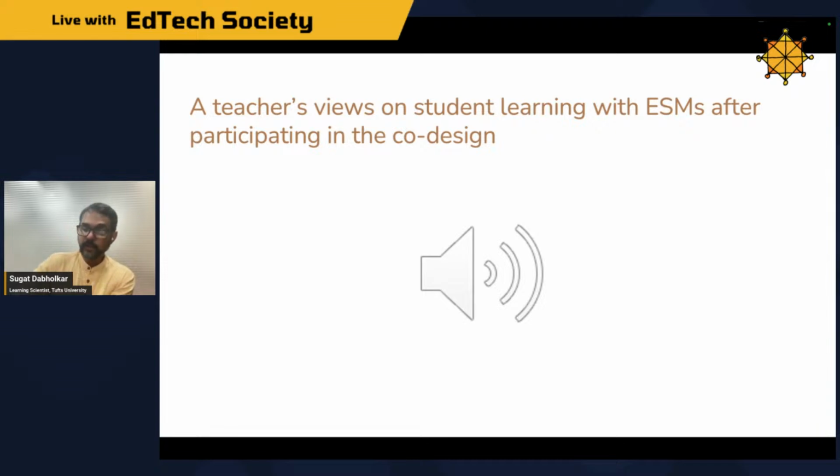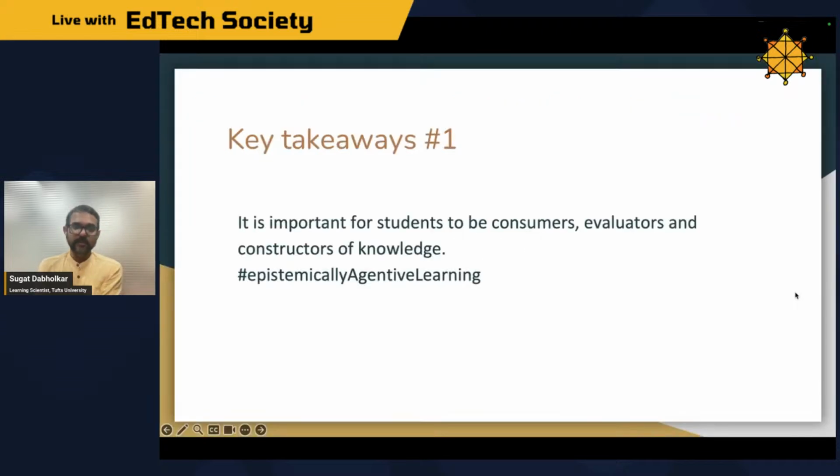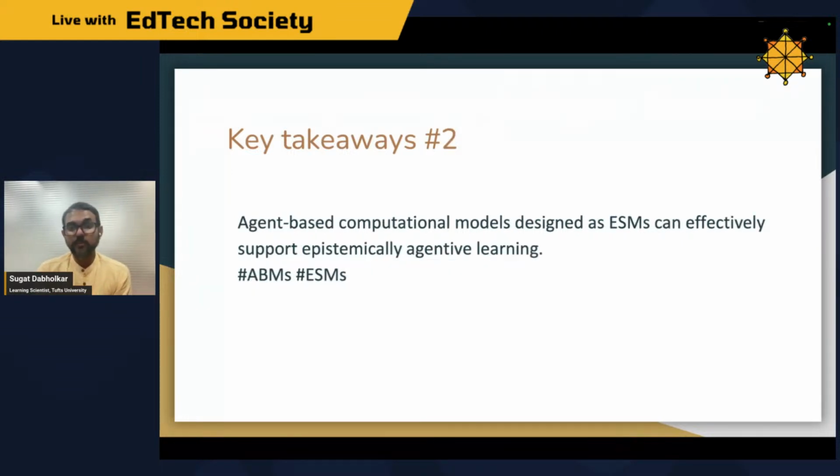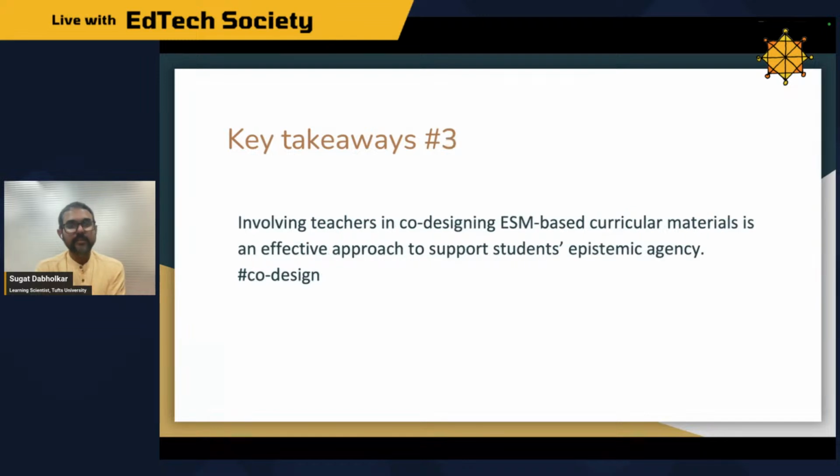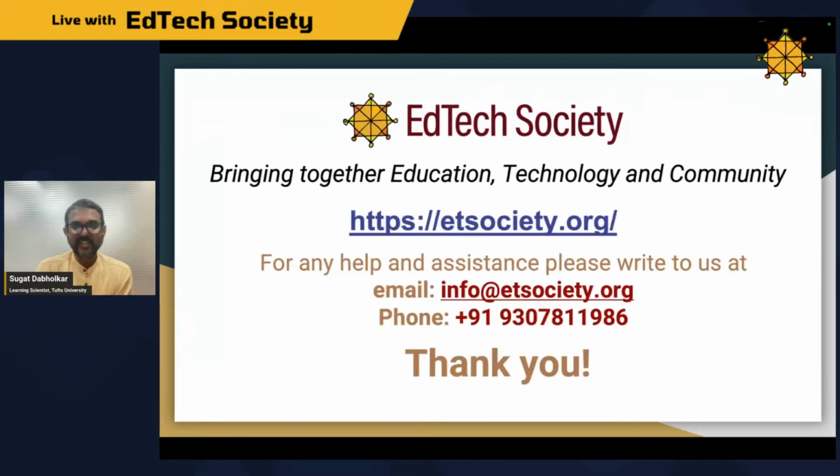How we are teaching specific topics is very important, and these agent-based computational models can change that and allow students to become effective professionals in the future. So there are three key takeaways from this talk. It is important for students to be consumers, evaluators, and constructors of knowledge. Hashtag epistemically agentive learning. Agent-based computational models designed as ESMs can effectively support this kind of epistemically agentive learning, and involving teachers in co-designing such curricular materials is an effective approach to support students' epistemic agency. So hashtag co-design.